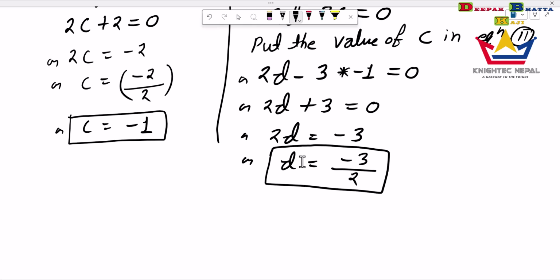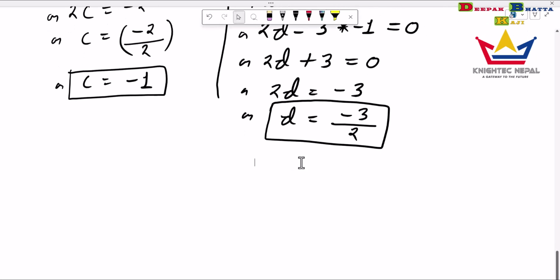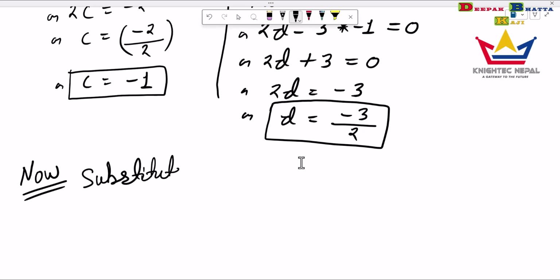Right, now substitute in a_n. So this is the long question, so be patient. So write it down in your copy from the video. So now substitute in a_n equals to Cn plus d. So this is our formula.